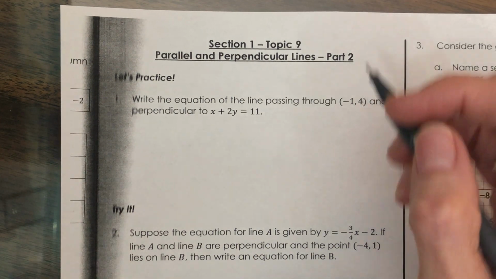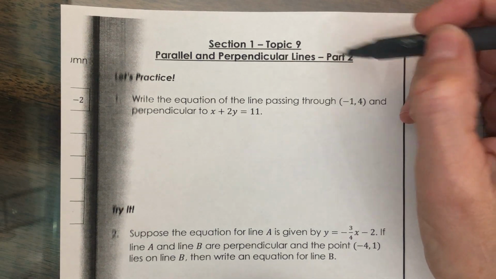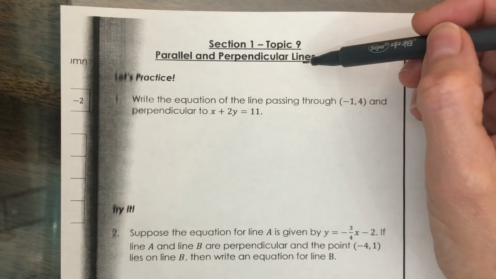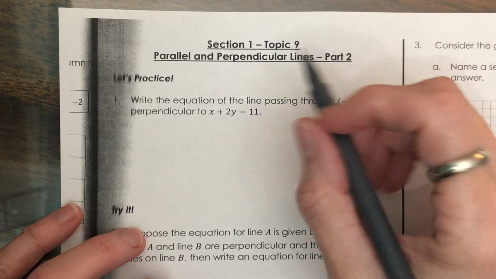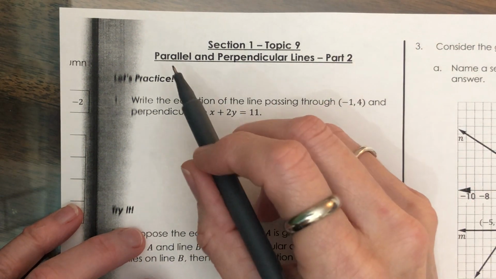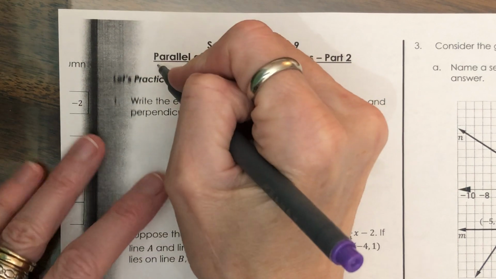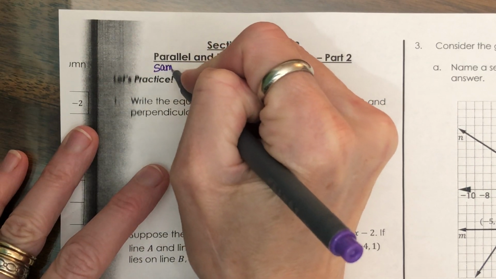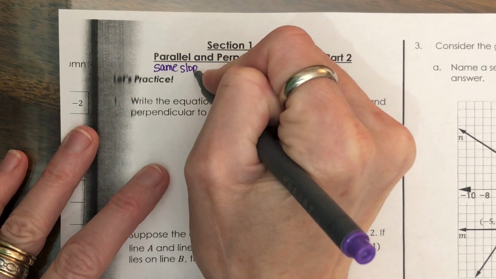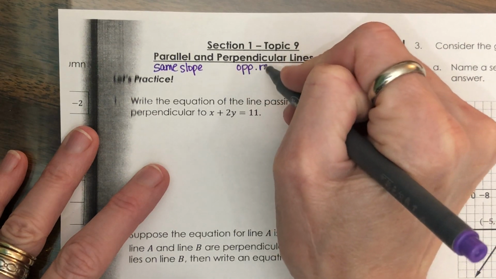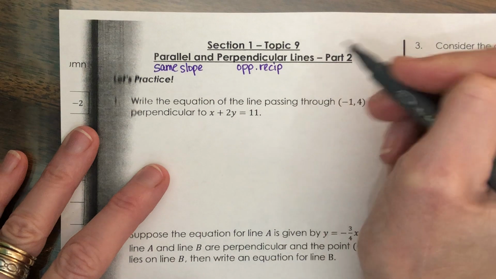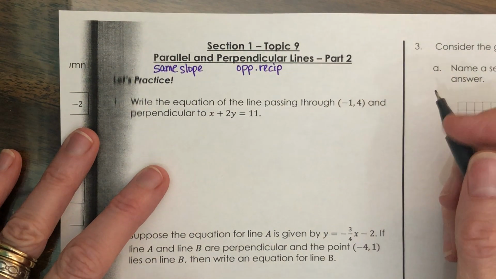All right, so this is section 1, topic 9. It's part 2 of parallel and perpendicular lines. So it's a continuation of where we were before. In the last lesson, we learned that parallel lines have the same slope, and perpendicular lines have opposite reciprocal slopes. So the opposite flipped upside down slopes.